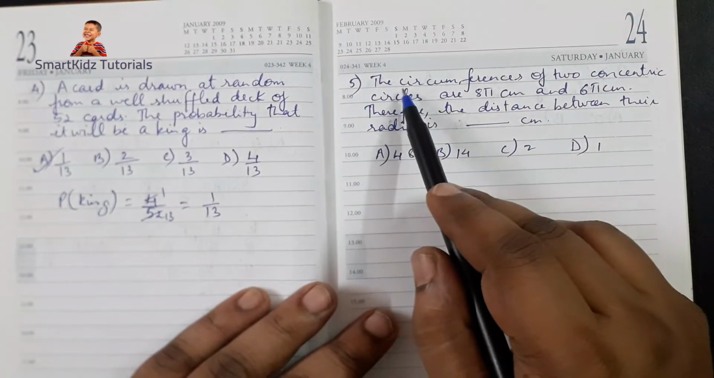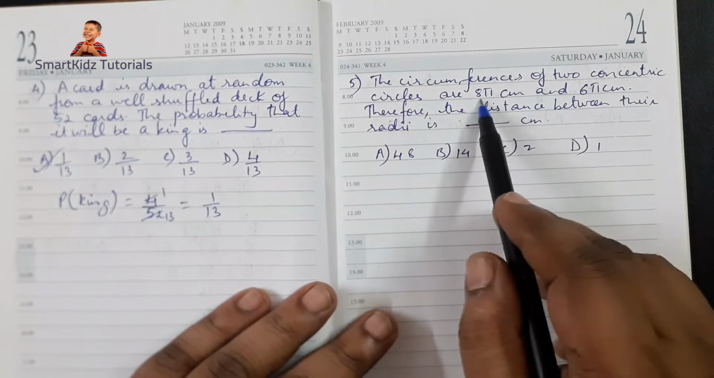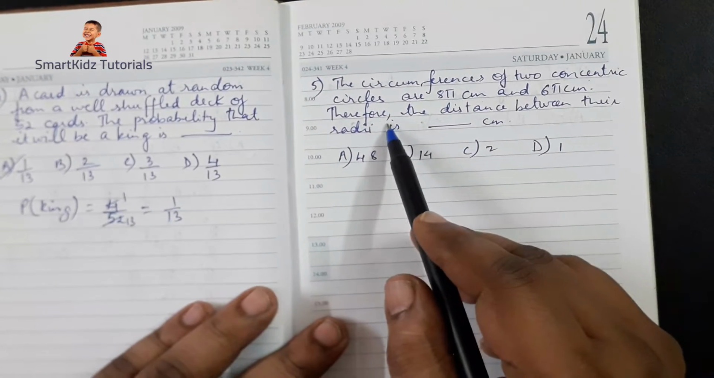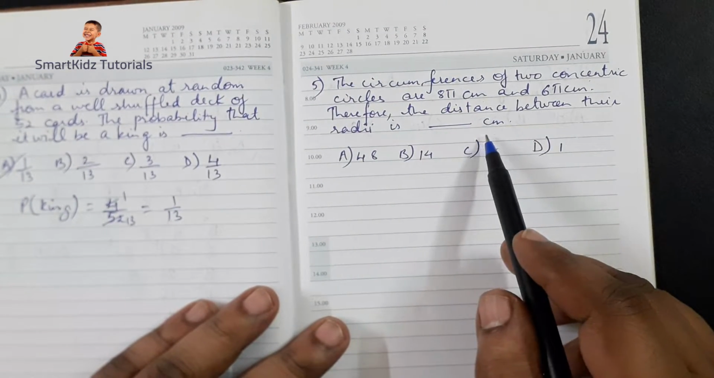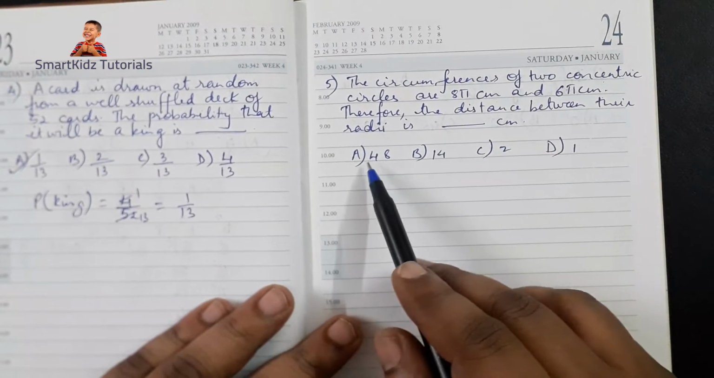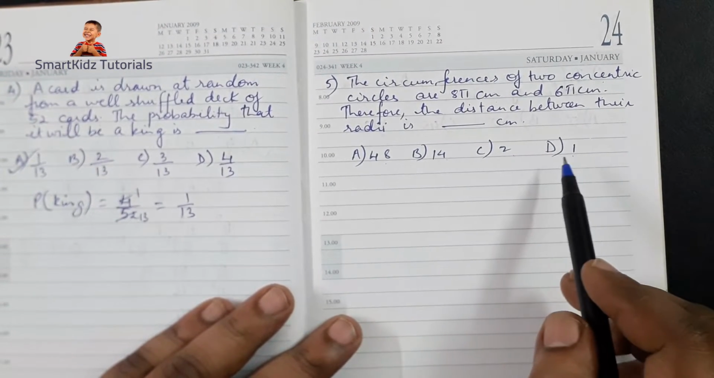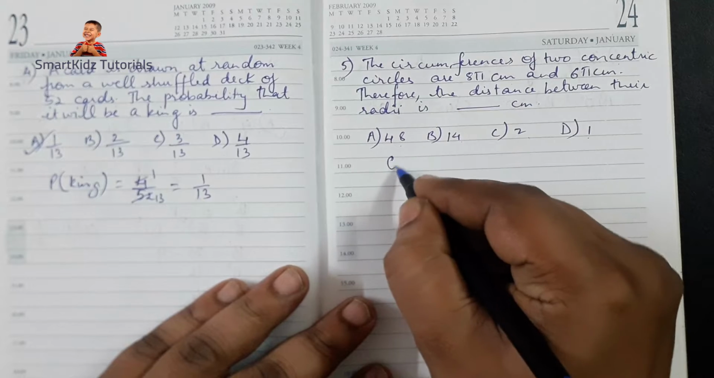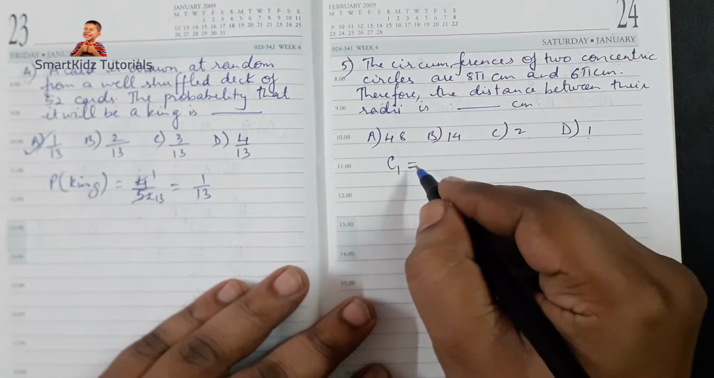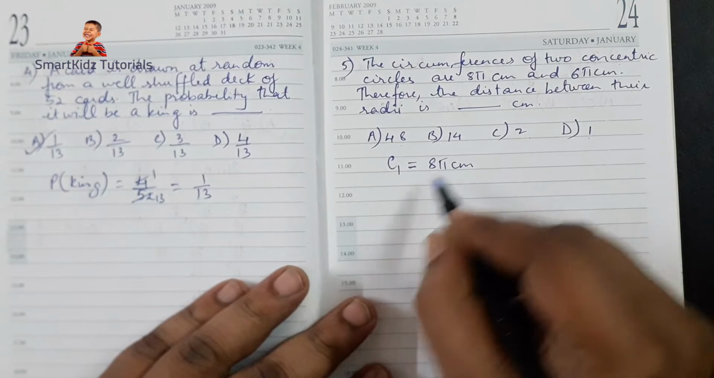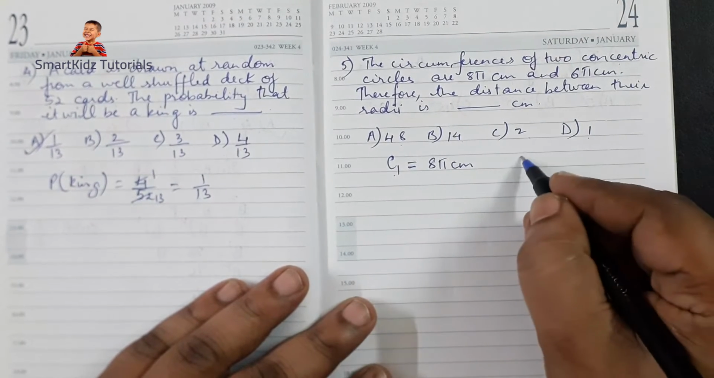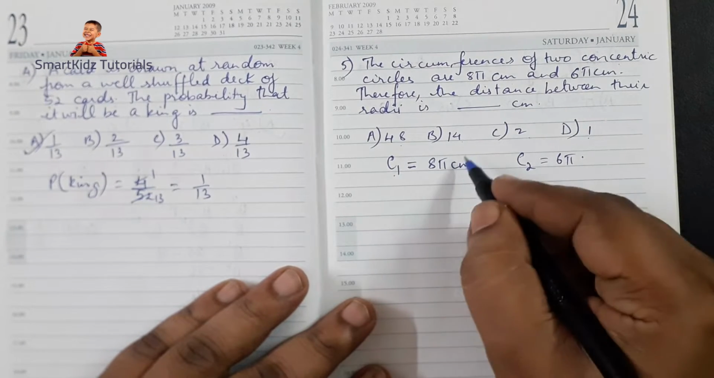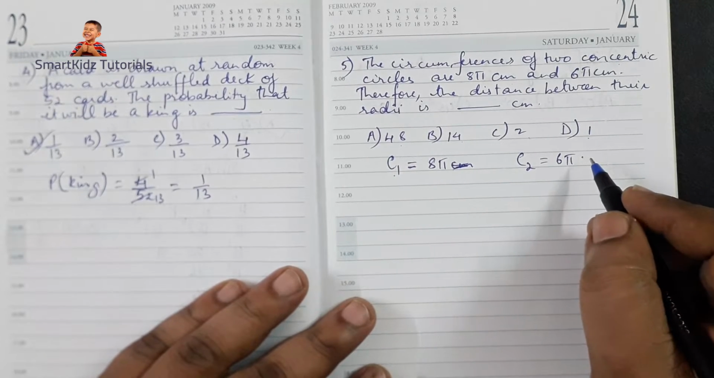Next, fifth question. The circumferences of two concentric circles are 8 pi and 6 pi centimeters. Therefore, the distance between their radii is dash centimeter. Choices are 48, 14, 2 and 1. So circumferences of two concentric circles are given. We'll take one circle circumference as C1, and that is given as 8 pi centimeter. The circumference of the other circle we'll take as C2, which is equal to 6 pi. I'm just going to leave 6 pi and 8 pi over here.